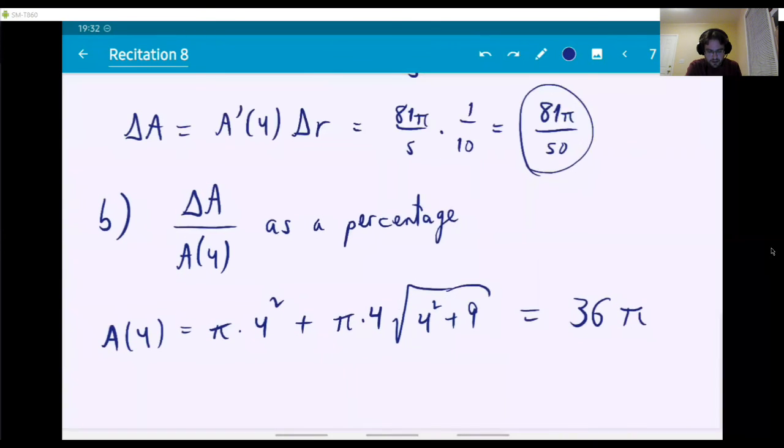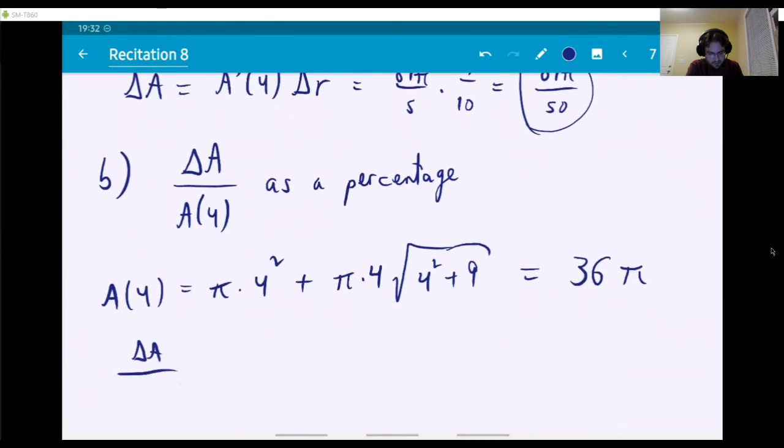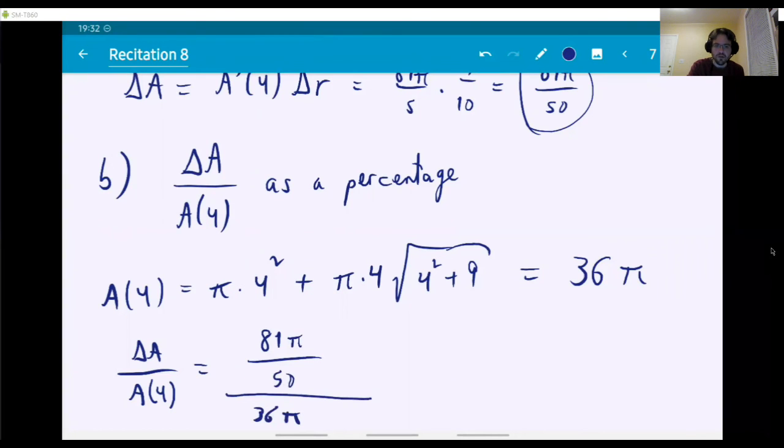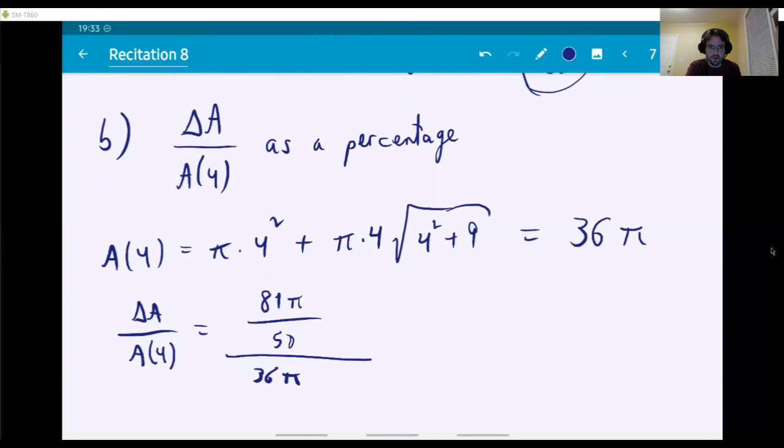Delta A we just found up here. You see that the pi's go away. Being careful here about how to write this: the delta A, 81 pi over 50, divided by A of 4, 36 pi. So pi goes away, and you just have 81 over 36 times 50, which would be 1,800. Well, this is the actual fraction.